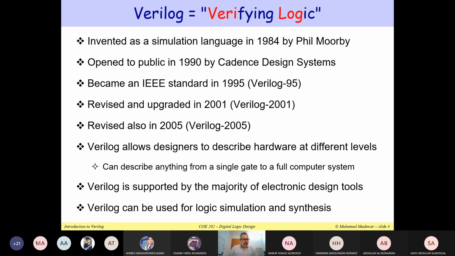Now, Verilog allows, like other languages, for example, if you look at the C programming language, it was revised again and again. Every few years they revise the language to make sure that if there were some problems in the language, they will fix them. Sometimes they add new features and so on. In the case of Verilog, it allows designers to describe hardware at different levels. We can describe anything from a single gate to a full computer system.